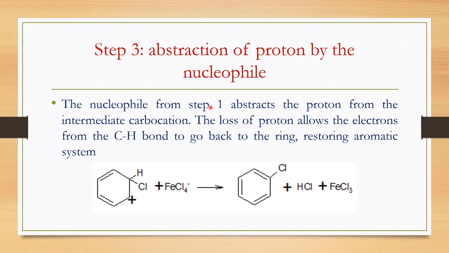So the nucleophile from step 1 abstracts the proton from the intermediate carbocation and the loss of proton allows the electrons from this CH bond to go back to the ring, restoring its aromatic system. So here this HCl and this positive ion is there. So this H has to be removed from here. So this H will be lost as H plus ion and this CH bond will be broken and that electron will be given back to the ring. So that electron and this positive charge here, one double bond will be formed.